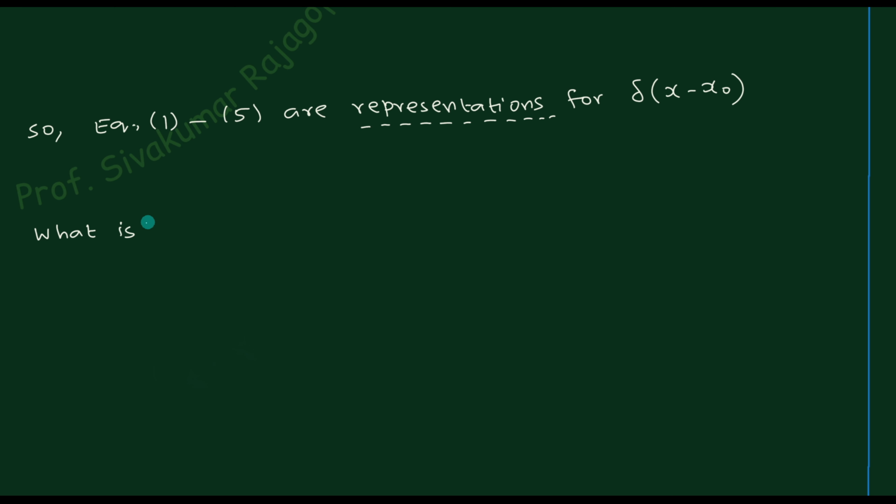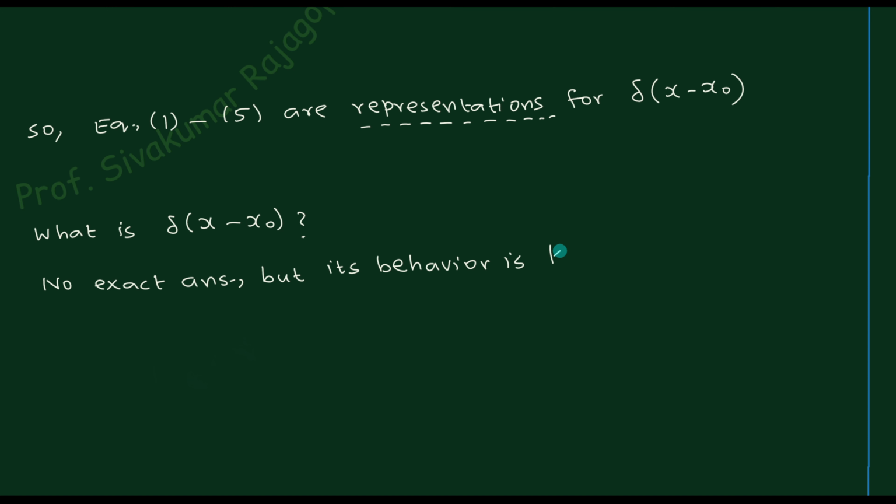But if you ask the question, what is the delta function, or what is the Dirac delta function, then the trouble will come. We don't have an exact answer for that. You don't have a well-defined exact answer for that. But the answer is that its behavior is known. What is the delta function? We do not know, but we know the behavior of the delta function.